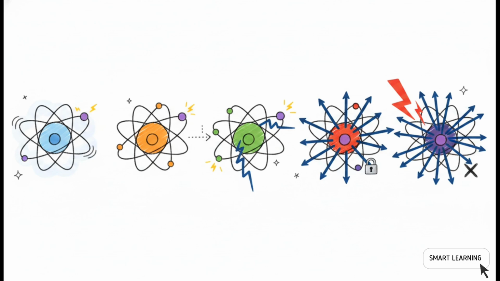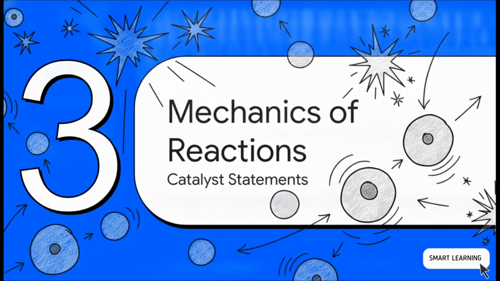Because ionization energy increases as we move across the period, silicon, which sits furthest to the right out of these choices, requires way more energy to lose an electron. That makes D the correct choice. Next up, section 3, the mechanics of reactions, catalyst statements.